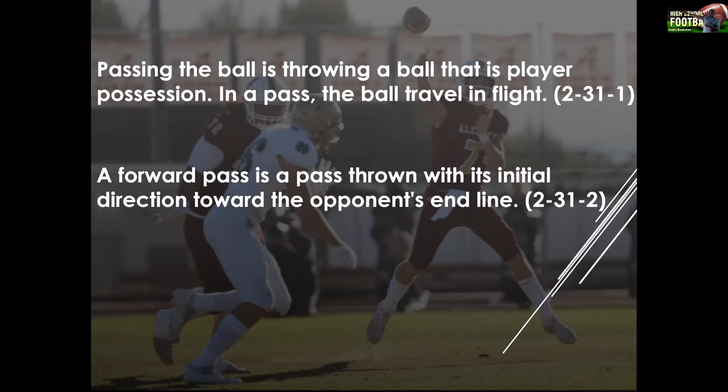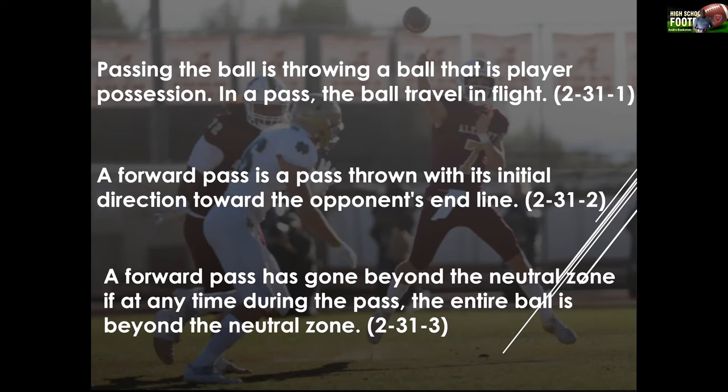Again, if I had a little line and this was considered parallel, anything this way is considered a forward pass. From here, that way is a forward pass. So it doesn't have to necessarily be this way. If I go like this, at a 45-degree angle in front, that's considered a forward pass. If it hits the ground, it's incomplete.